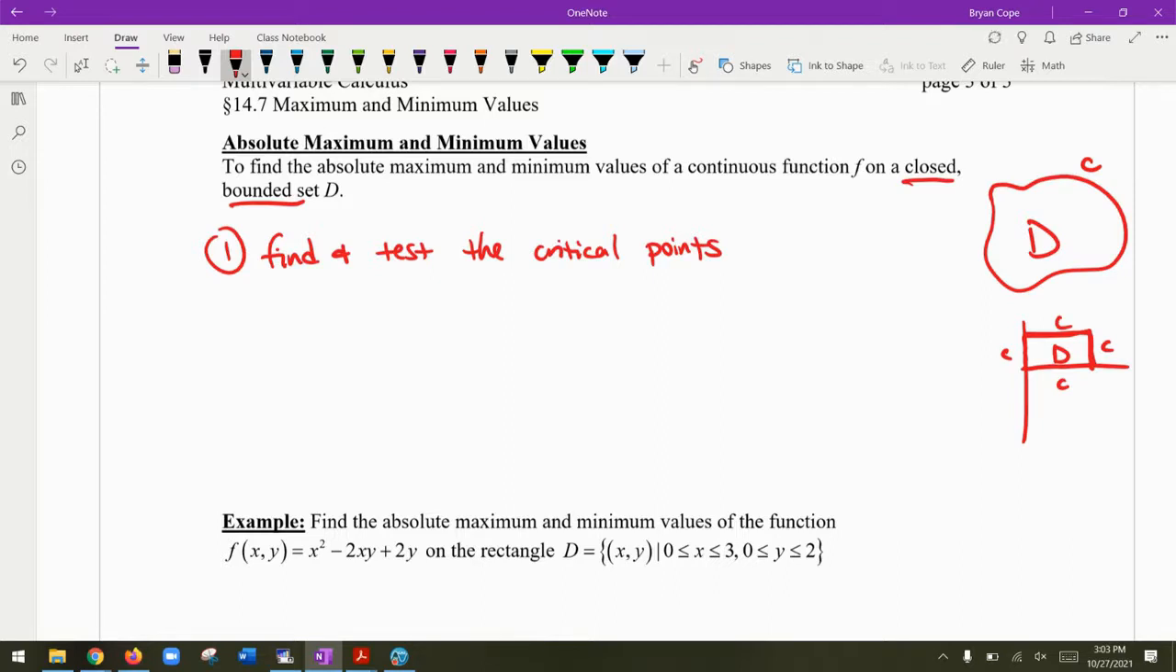Mr. Sutherland's really going on that board. Okay. Step 2, we are going to examine, that's probably the best way to say it, examine each boundary and the endpoints of those boundaries.